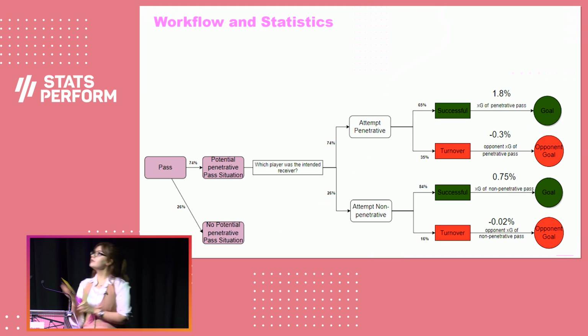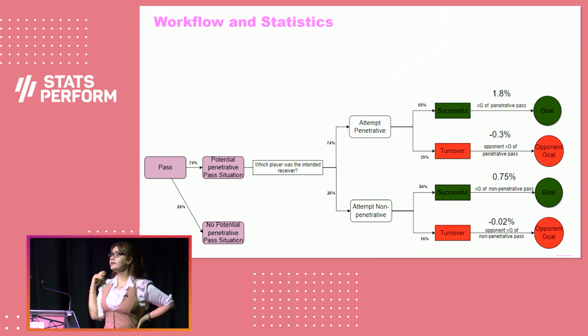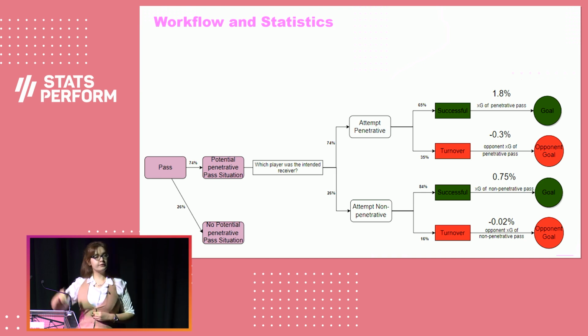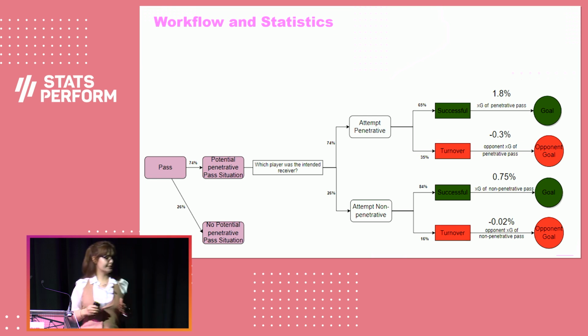With the tracking data that we got, out of all passes in the data set, you can see 74% could be marked as a potential penetrative pass situation. It means that we could construct the defensive zone, and there was at least one player inside that defensive zone who could receive the ball. So this is a potential situation that we could mark as a penetrative pass. Then we predict who is the intended receiver, and then we can understand if it was a penetrative attempt or a non-penetrative attempt.